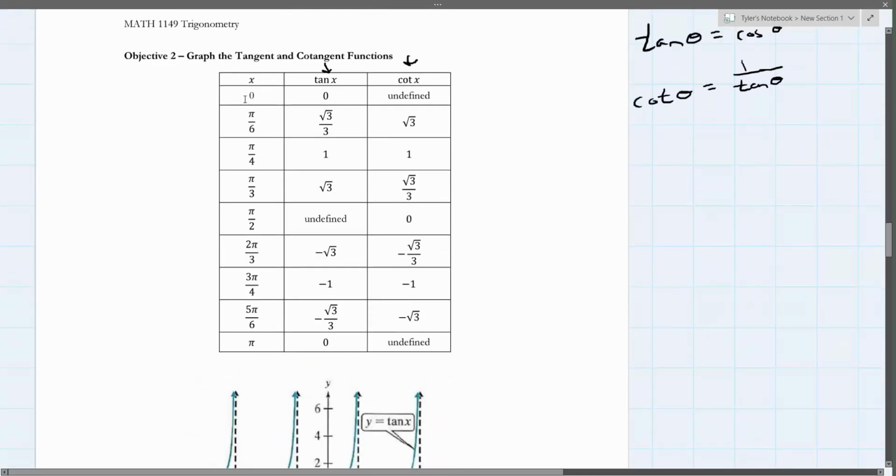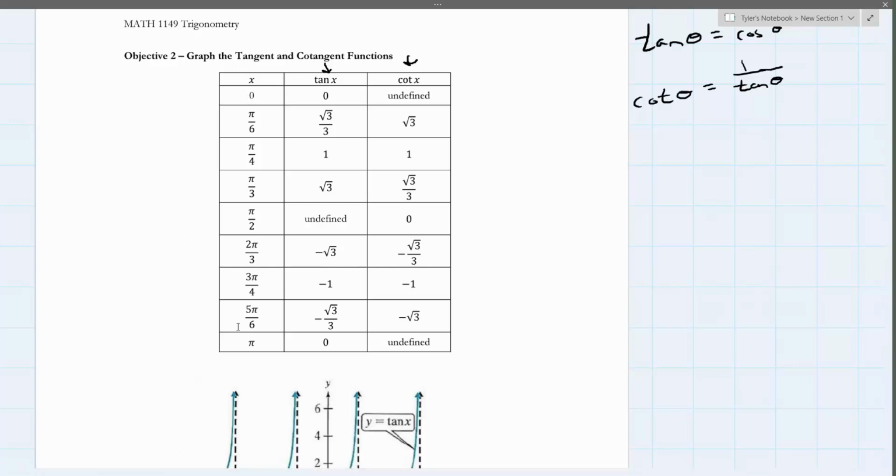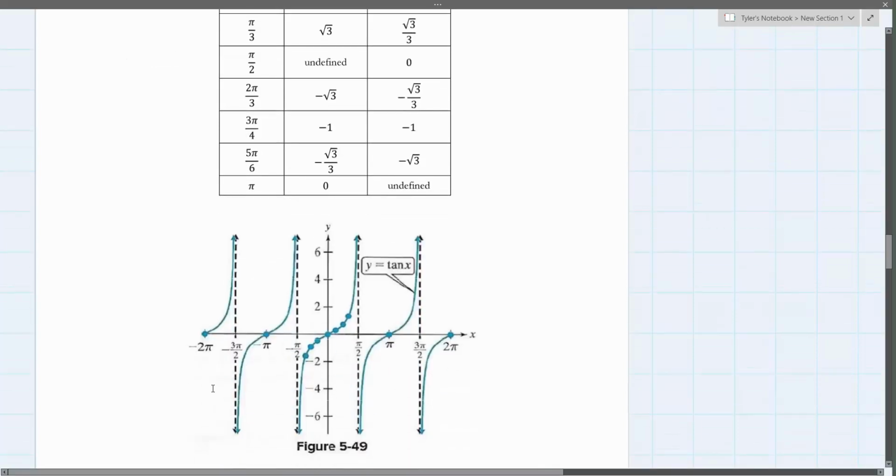And I went from 0 to pi, because remember, the period for tangent and cotangent is pi, where for the other trig functions, the period is 2 pi. So cotangent and tangent work a little differently.